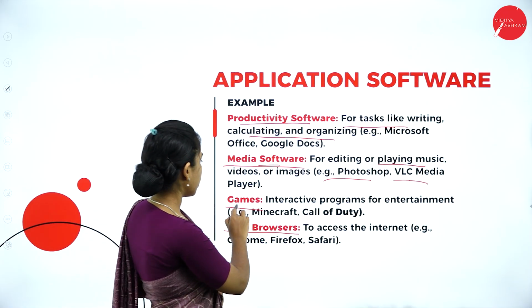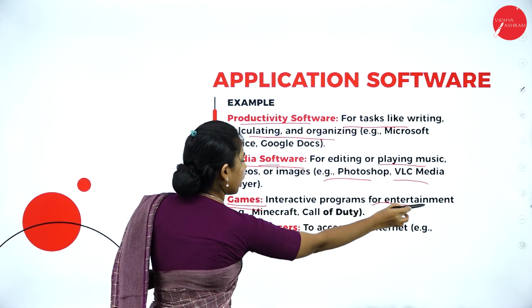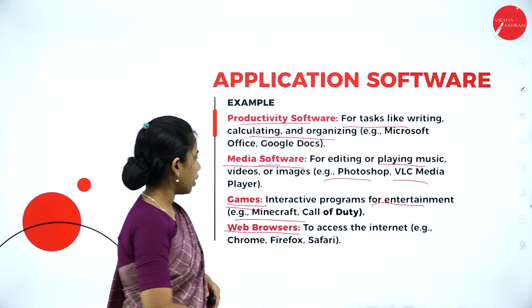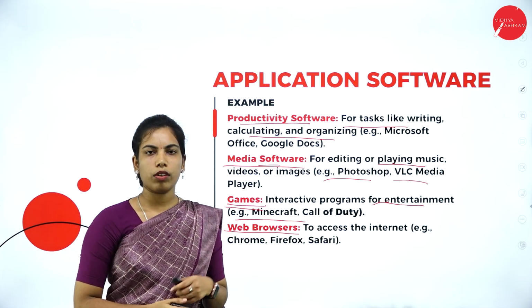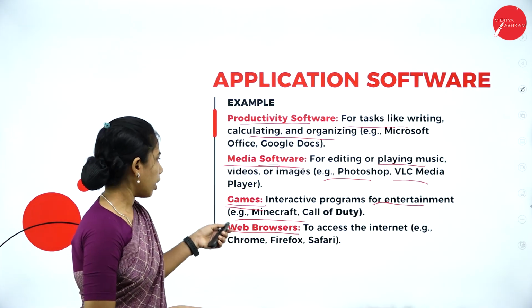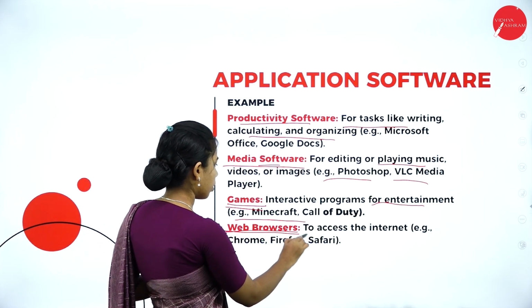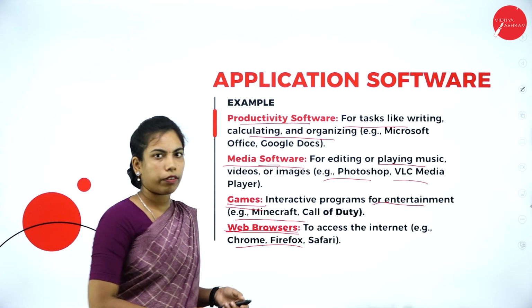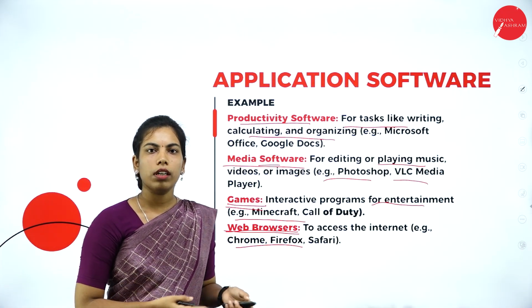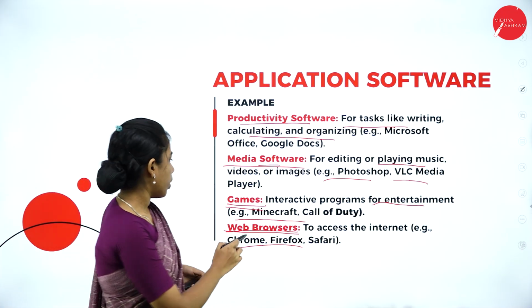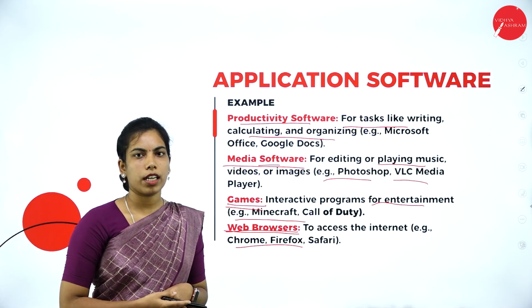The next one is games. Mainly we use them for entertainment purposes, for example Minecraft and also Call of Duty. You can give any software under games as an example. Let's see the last one, web browsers. We already know Chrome, Safari, Firefox and also Yahoo. These are some web browsers we use as application software.